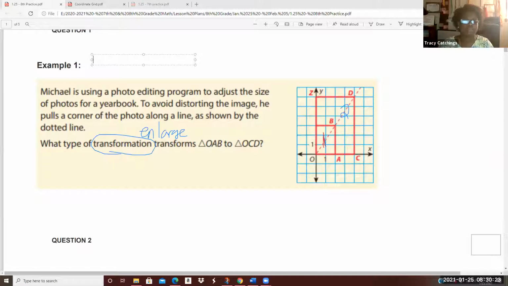Okay, rotation, translation, reflection. And what was the one I told us we're looking at today? Dilation. Good job, thank you, ma'am. So out of those 4, which one deals with enlarging a figure? Dilation.